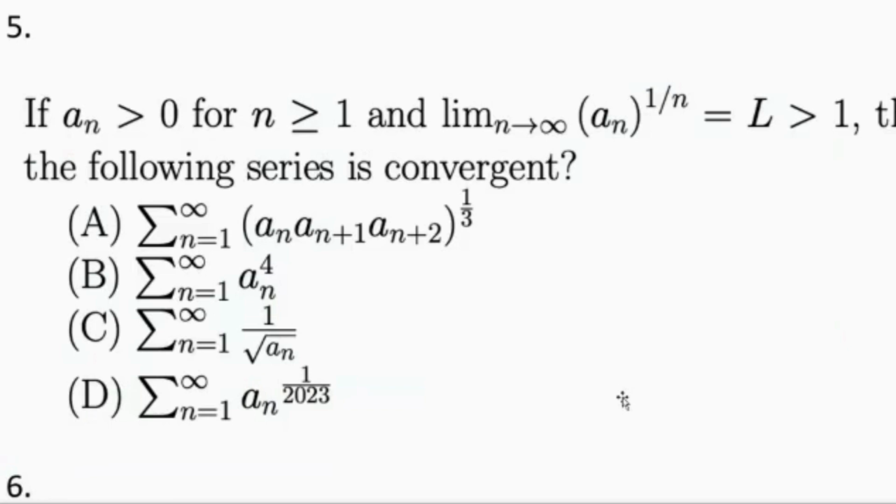This is question number 5, which we'll be discussing next. Essentially, we are provided with a sequence a_n, which is greater than 0 for all n greater than or equal to 1. We're also given that the limit as n tends to infinity of a_n to the power 1 by n is equal to capital L, which is greater than 1. And we have to check which of the following 4 series are convergent. We are provided with 4 series.